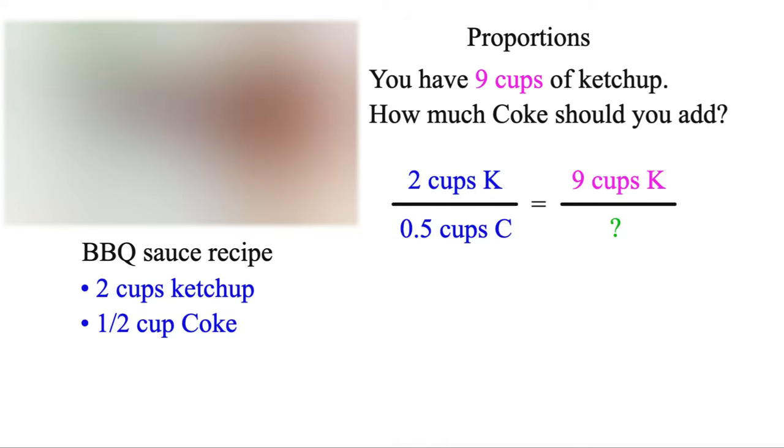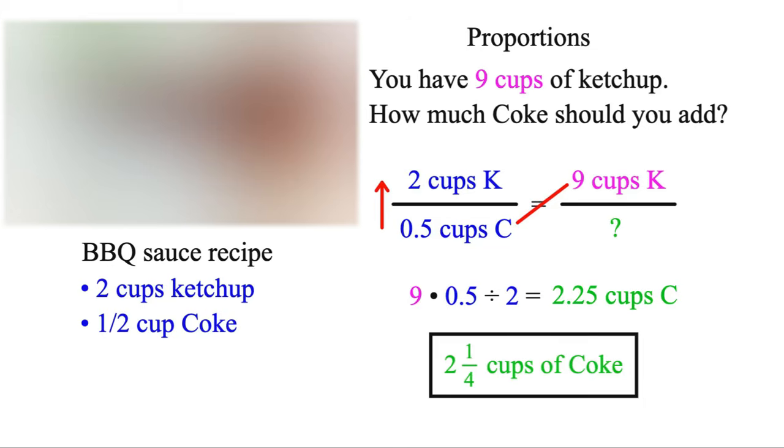So we're all set. From here, you'll always multiply the numbers diagonally, and then divide by what's left over. So it'll be 9 times 0.5 divided by 2. Feel free to use a calculator for any of these guys. But that'll give us 2.25 cups of Coke. That is the missing amount that we could combine with our ketchup, create this super zesty, tangy barbecue sauce here. So that's it. Now, as one final step, you could convert that 0.25, same thing as a quarter or 1/4. So 2 1/4 cups of Coke.